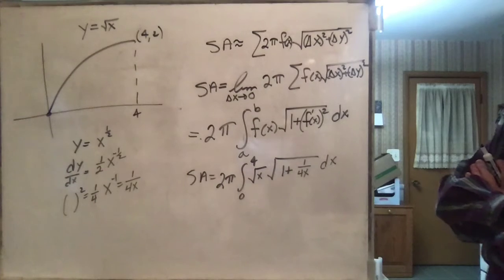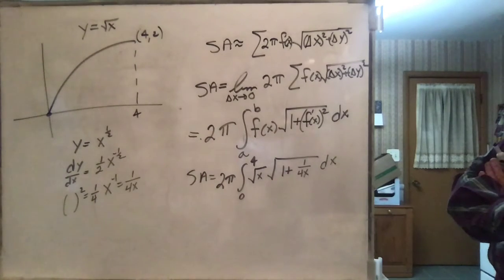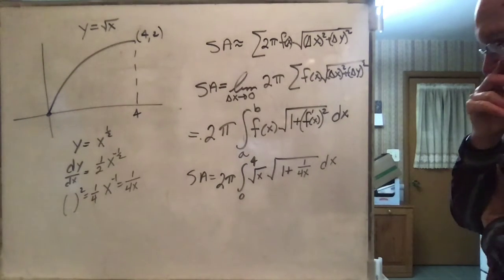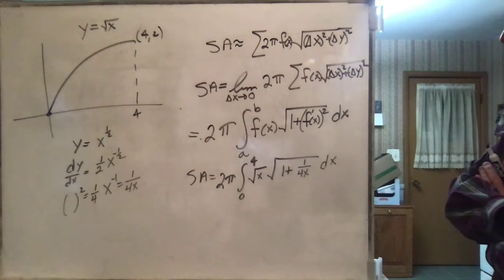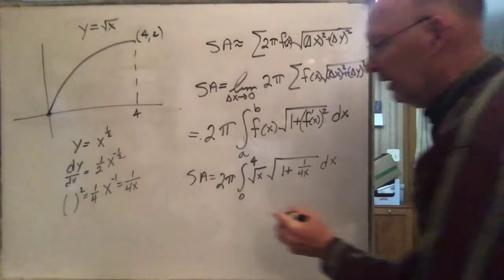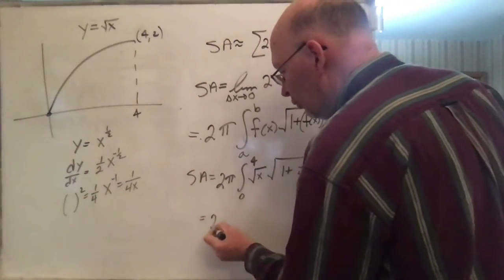Do you see how to do it? Take a moment and stop the video and see if you can do it on your own. Okay, this is something that requires a little ingenuity, a little algebra, and a little bit of other stuff. Okay, I'm going to assume you've tried, so I'm going to go ahead and do it now. So I'm going to go 2 pi.